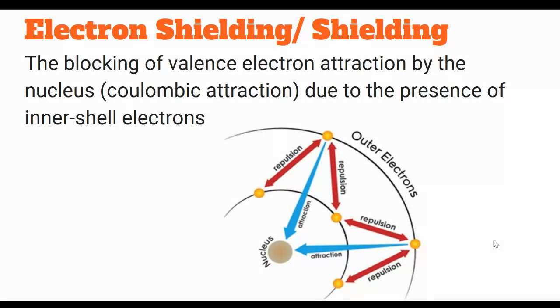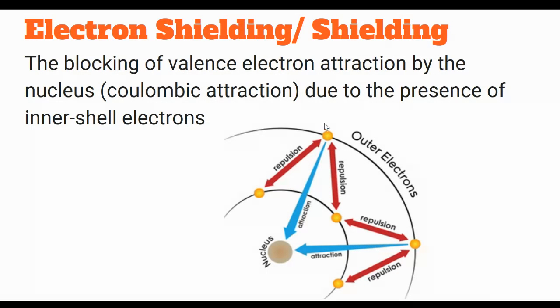So now we're going to move on to something called electron shielding, otherwise known as shielding or the shielding effect. So basically what this is, it's the blocking of valence electron attraction, Coulombic attraction, due to the presence of inner shell electrons. So let's look at this picture, and it's really good at explaining what the shielding effect is.